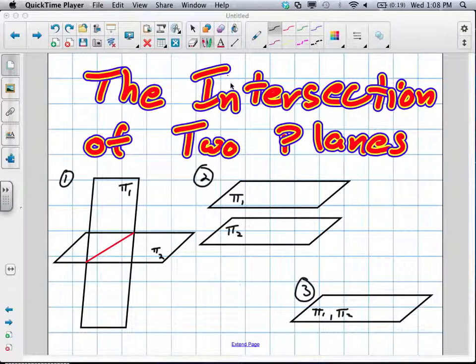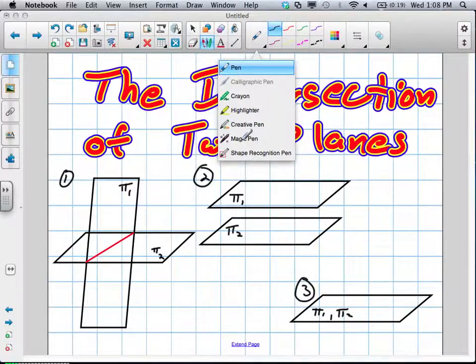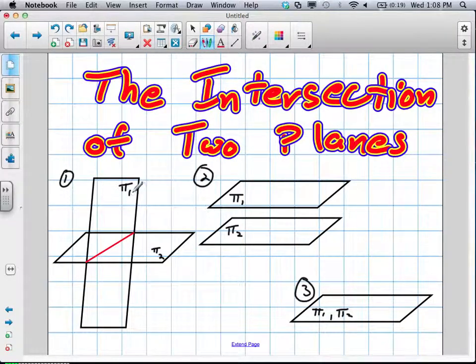Okay, so the intersection of two planes, we have three major cases again. Our first case is when plane 1 intersects plane 2. They form a line, okay?